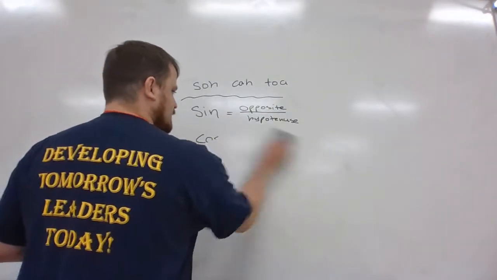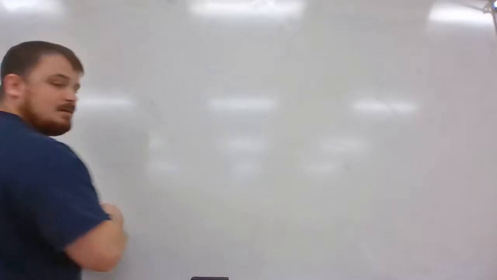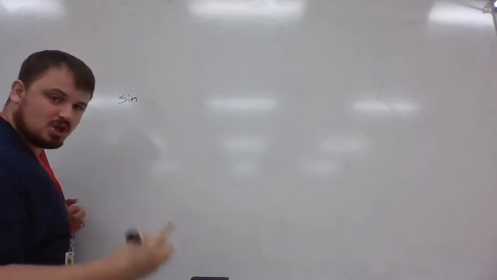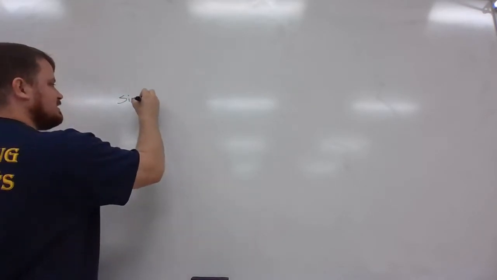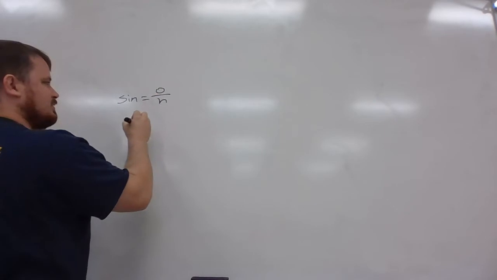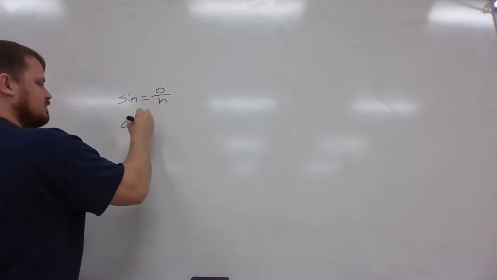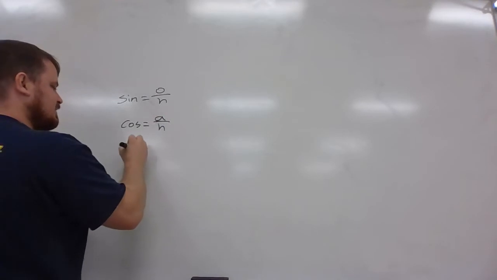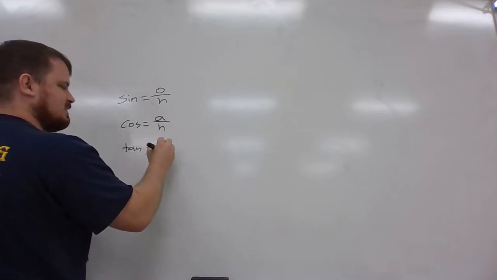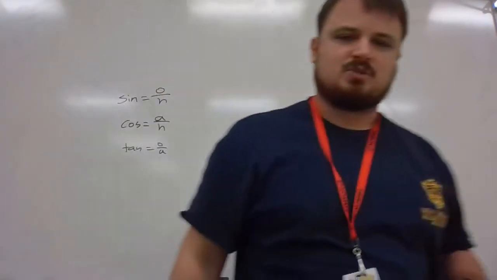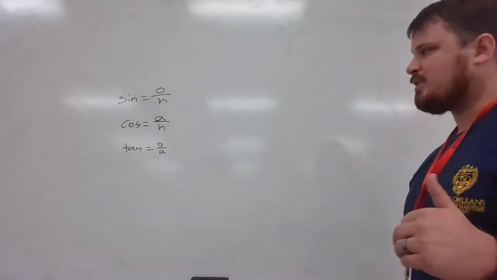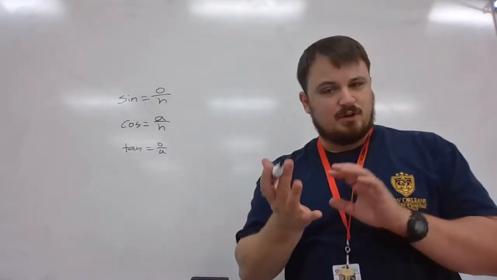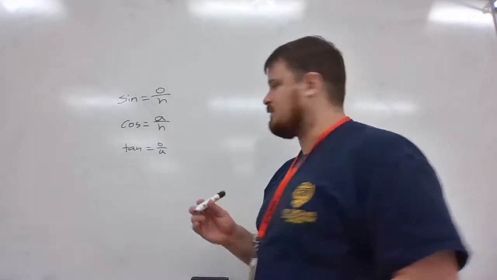So remember, so sine, SOH, is opposite over hypotenuse. Cosine is adjacent over hypotenuse. And tangent is opposite over adjacent. Okay, so let's keep that stuff in mind. Now, one thing I want to take a second and go over is how do you figure out what the opposite, adjacent, and hypotenuse is?